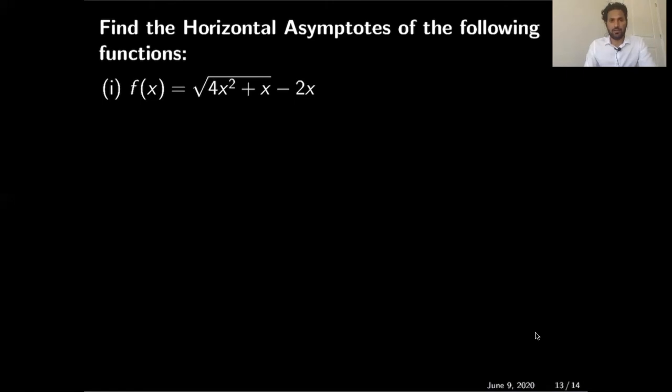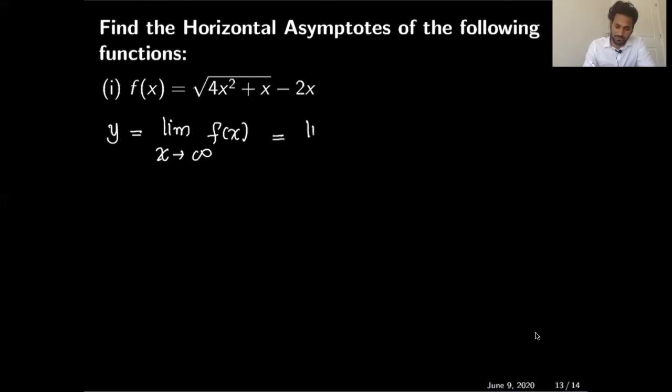So here I have one challenging problem where we calculate the horizontal asymptote of this function. You know the definition of the horizontal asymptote is basically y equal to the limit as x approaches plus infinity of the function, and also y equal to the limit as x approaches negative infinity of the function. First, let's calculate the asymptote when x approaches plus infinity.